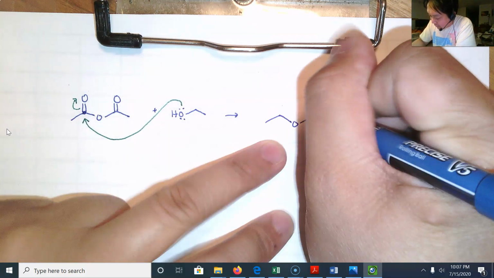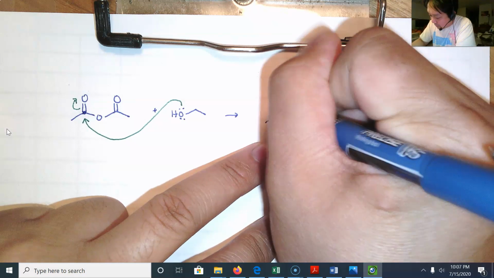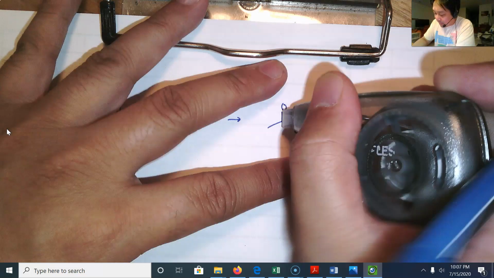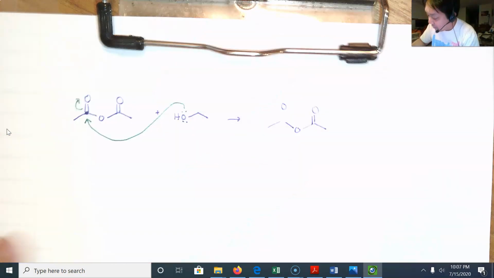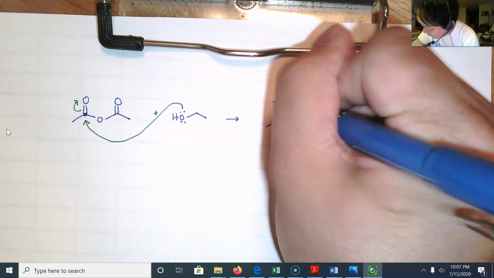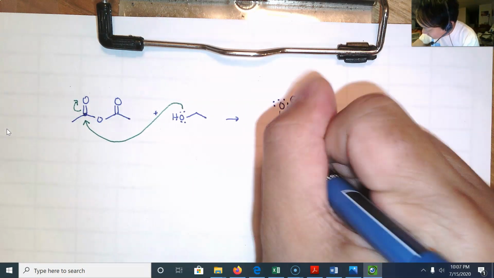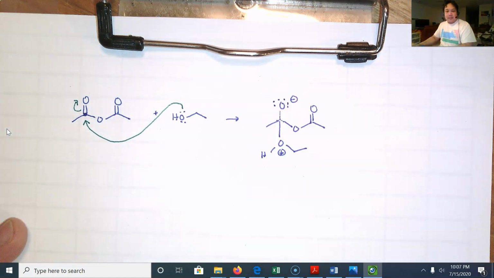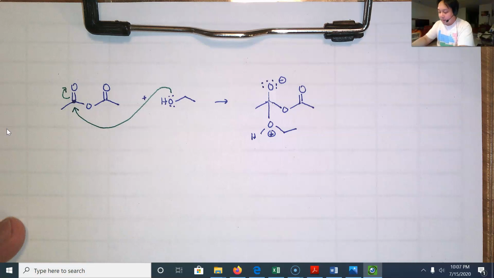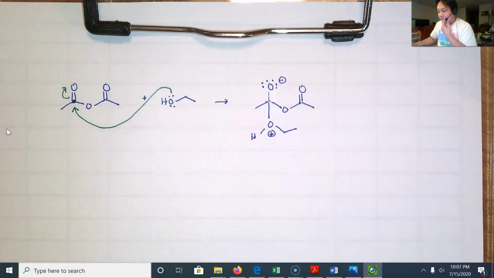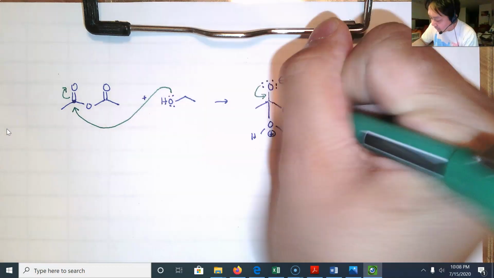We're going to have that question, do we make it neutral? Do we make the intermediate neutral? Or do we remake the double bond? Let me show you what I'm talking about. Here's your tetrahedral intermediate. Do we get rid of this hydrogen next, or do we make the double bond? Just like we did with the acid chloride and hydrolysis, go ahead and kick out the leaving group.